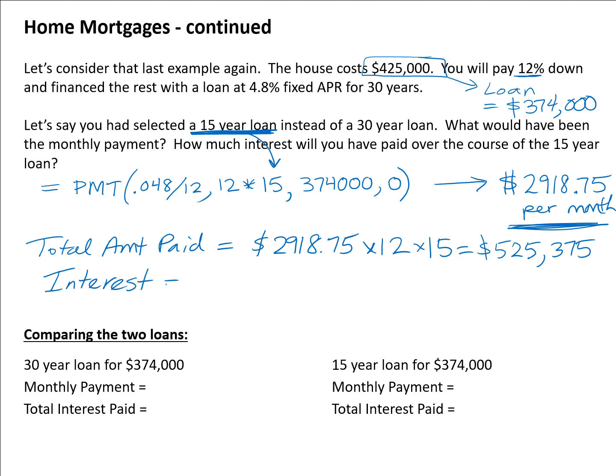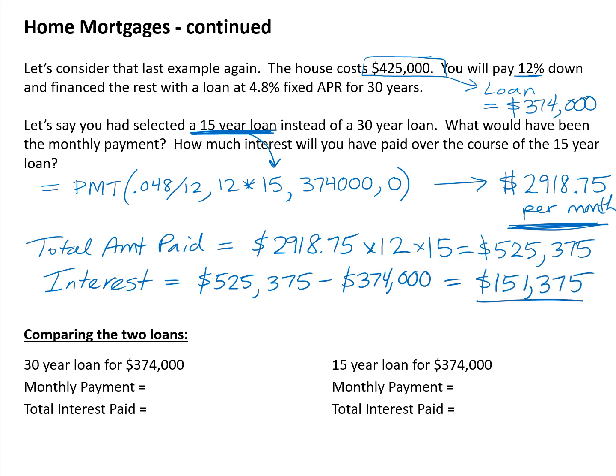So if that's the total amount paid, then the interest that we've paid over the course of these 15 years is equal to that total minus the amount of the loan, which was $374,000. So the interest we paid over 15 years for this 15-year loan was $151,375.